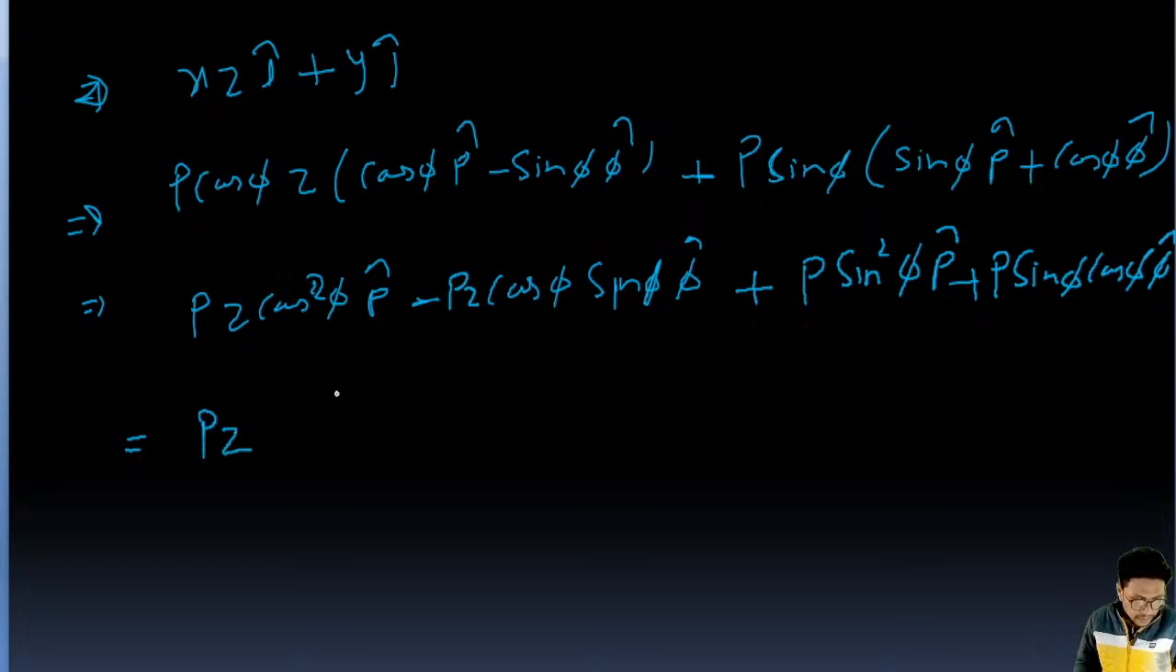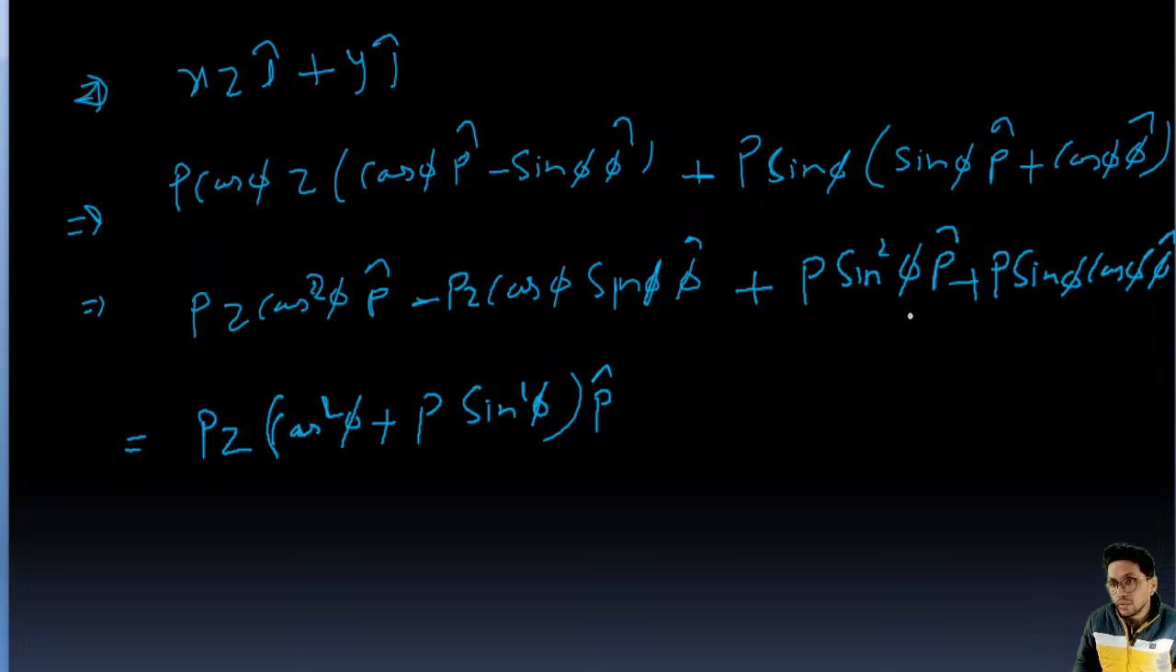So after arranging, this value is equal to rho z cos square phi plus rho sin square phi, rho cap, combining this and this together, and the second is rho sin phi cos phi into 1 minus z. This is z, right? 1 minus z, this is phi cap. Okay, this is the answer, guys.